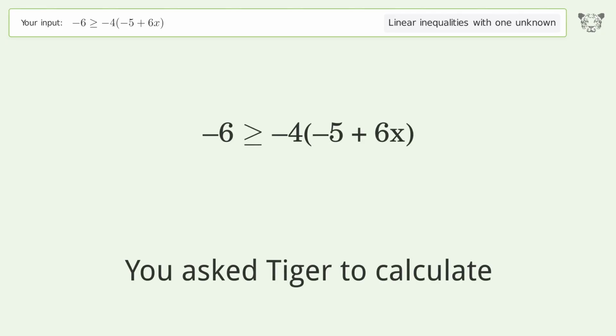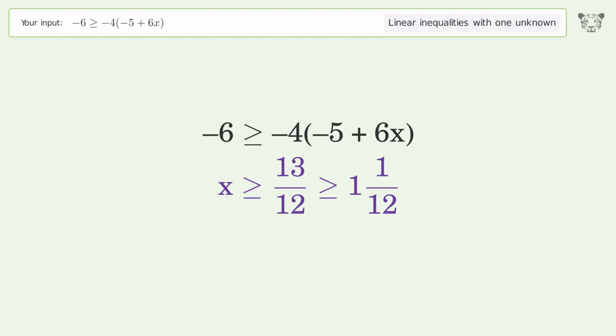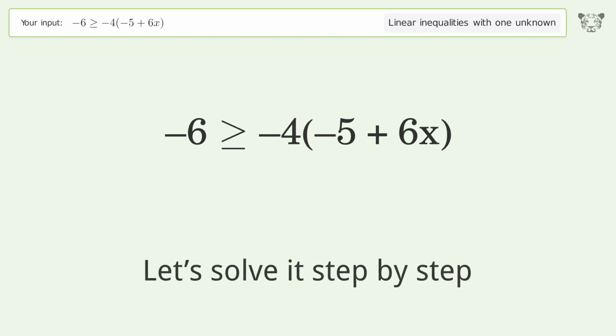You ask Tiger to calculate. This deals with linear inequalities with one unknown. The final result is x equal or greater than 13 over 12, equal or greater than 11 over 12. Let's solve it step by step.